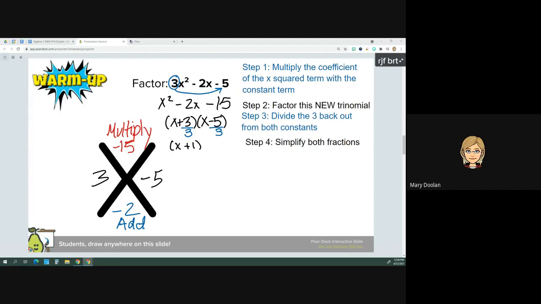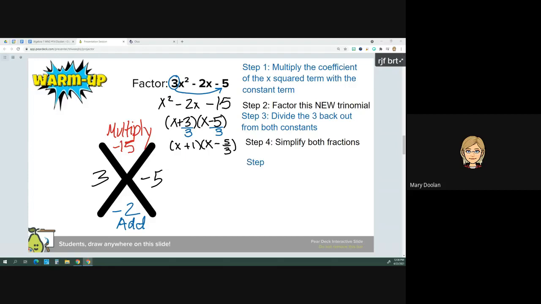And for the second binomial, that fraction -5/3, there's no common factors in 5 and 3. It's an improper fraction, but that's okay. We're going to leave it just like that. So there's nothing we can change on that one. And we're almost done. We have one step left.